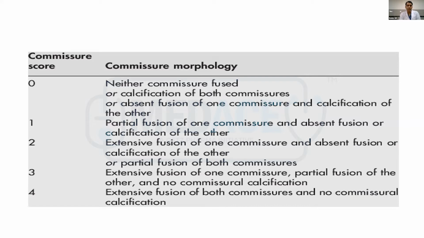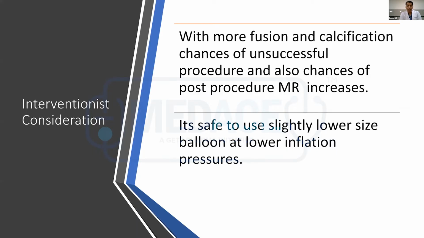Again, there's a commissural score, and everyone is aware that we go for the commissural Wilkins score and calcification score. This score is also very important and very helpful in detecting the success, and also in anticipating a few of the complications that can occur during PTMC. Again, with this Wilkins score, there should be a few considerations from the interventionist point of view, which we should take care of in the cath lab. With more fusion and calcification, the chances of unsuccessful procedure and also chances of post-procedure MR increase. It's safe to use a slightly lower size balloon and low inflation.